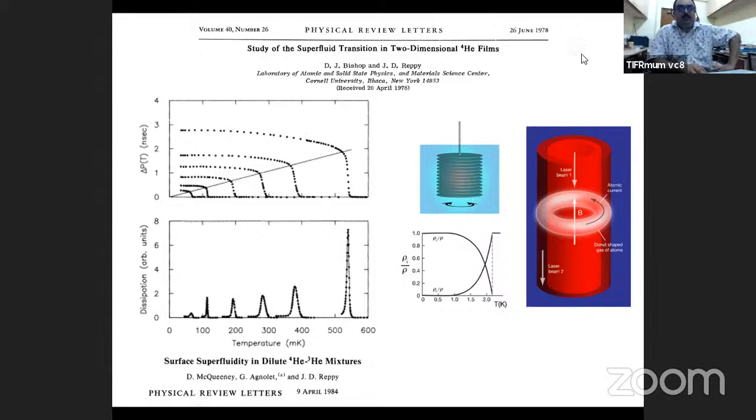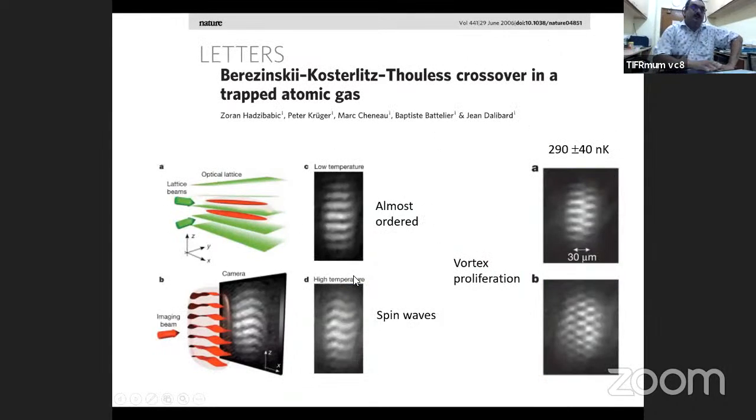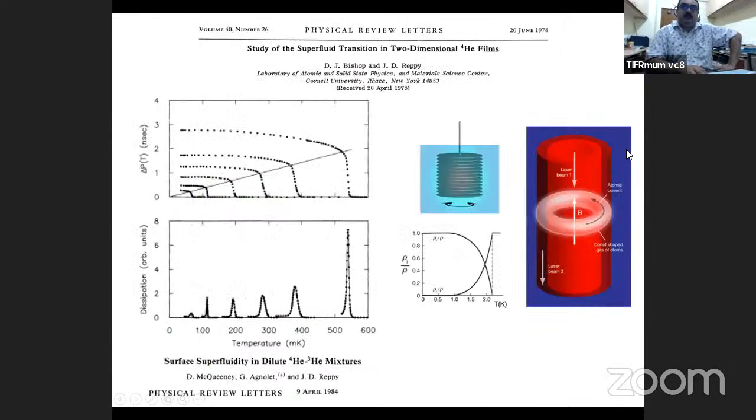So what Bishop and Reppy did was something very interesting. They took a drum like this, and on this drum they put mylar tape. Mylar can absorb helium. So you absorb a few monolayers of helium on that, and you then cool the whole thing and measure this torsional oscillation. It's an extremely precise measurement.